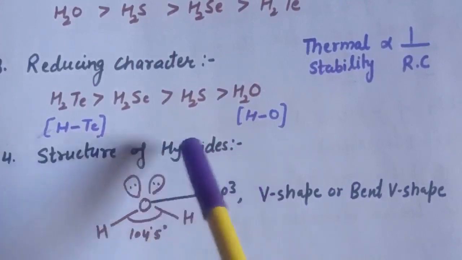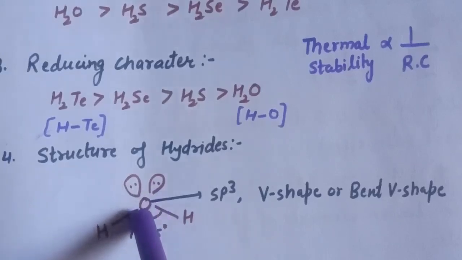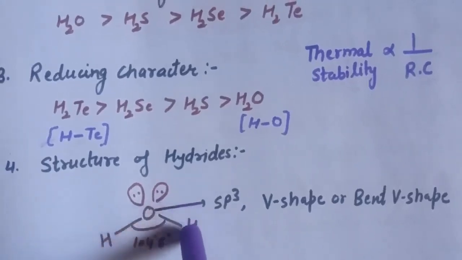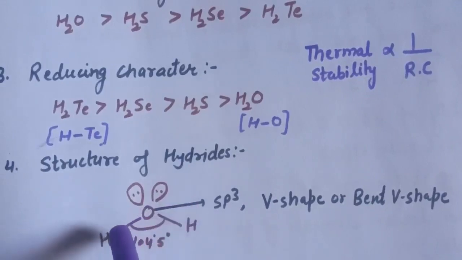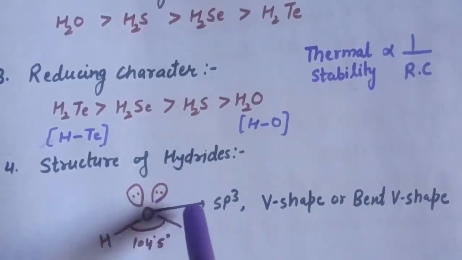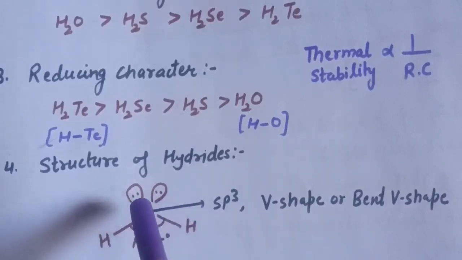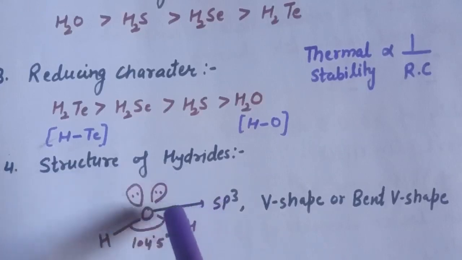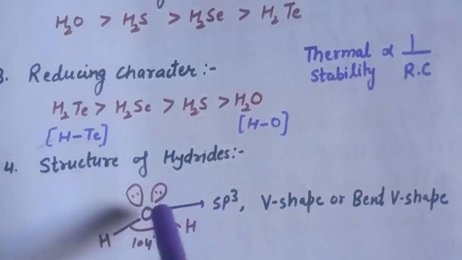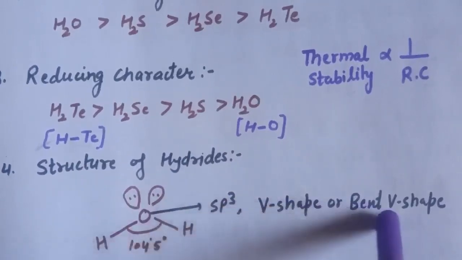So these hydrides have this structure. Here E is the central atom. In case of water it is oxygen, and these are two hydrogens attached to the central atom. Now the bond angle between hydrogen, oxygen and hydrogen is 104.5, and these hydrides contain two lone pairs of electrons. And the hybridization of the central atom is sp3, and the shape is V shape or bent.